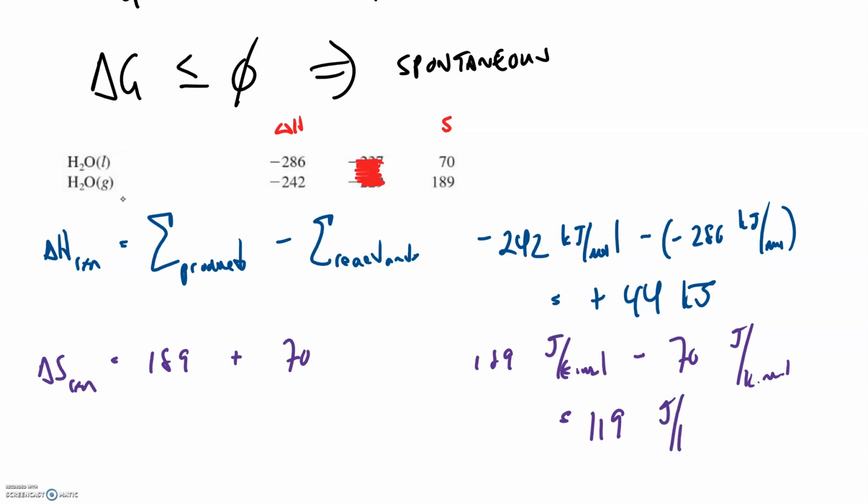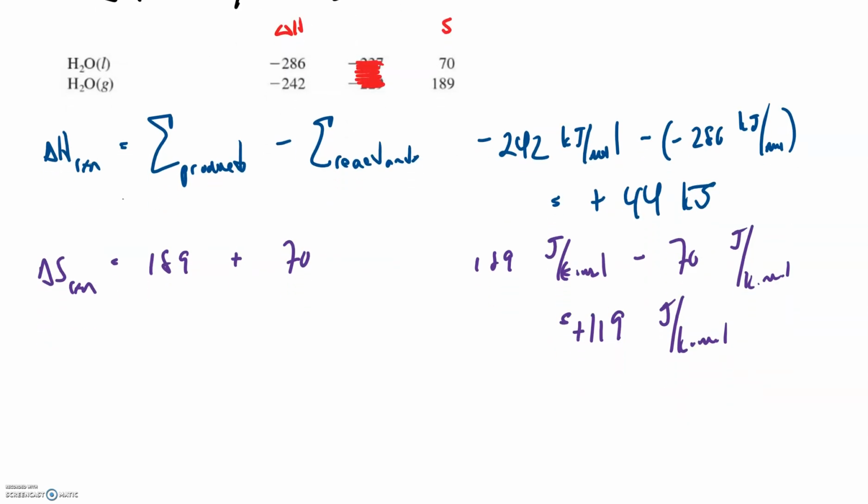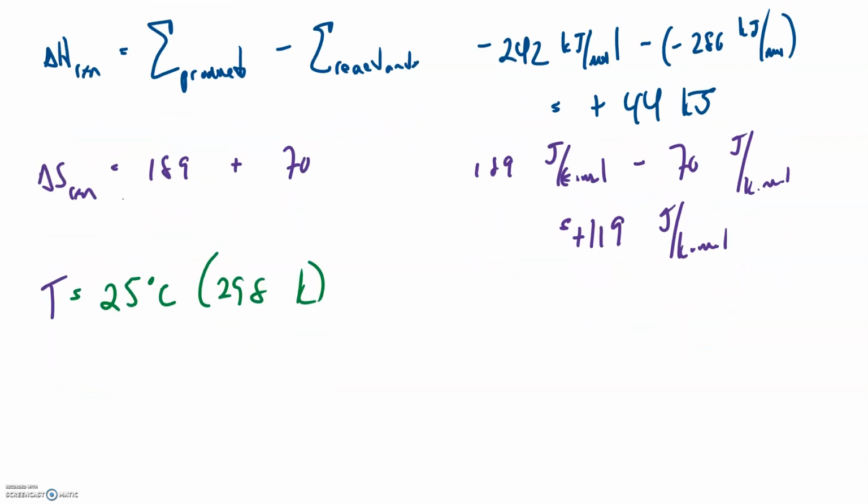Positive 119 joules per Kelvin mole. All right, so makes sense. Our delta H and our delta S are both positive. So what's the delta G for this reaction? Let's say that we were just going to do it at room temperature. Temperature is equal to 25 degrees Celsius, otherwise known as 298 kelvins.